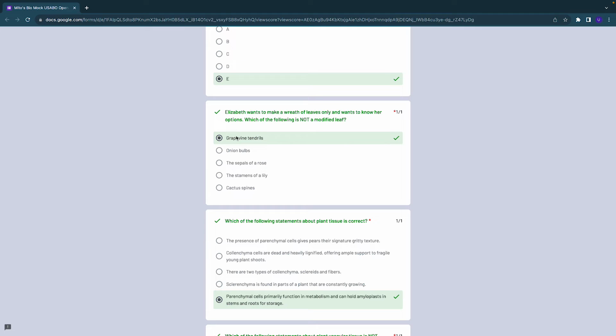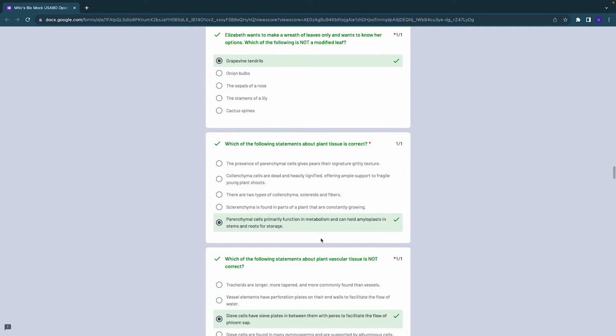So grapevine tendrils, a little bit tricky, but basically the tendrils on a pea plant are modified leaves, but not the tendrils on a grapevine. Those are modified stems. So yeah, same thing goes for pumpkins, also modified stems.